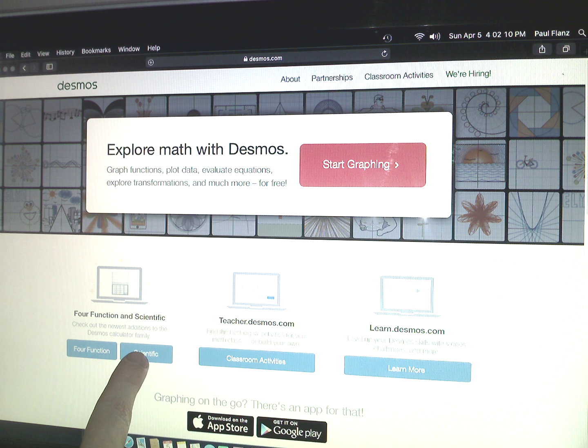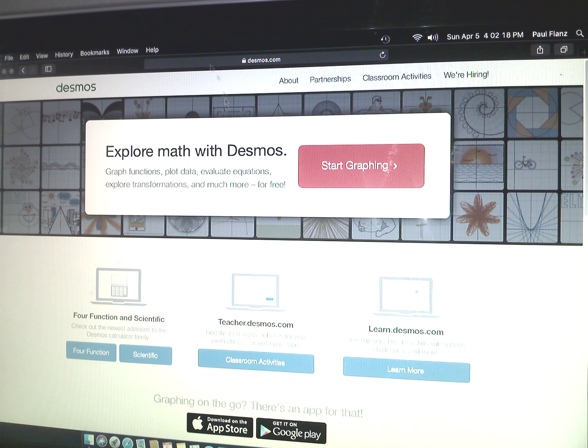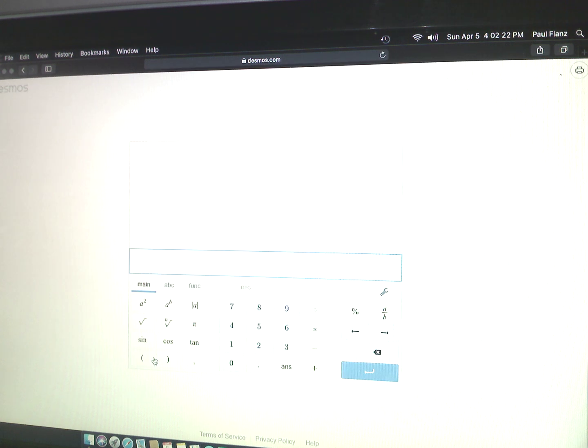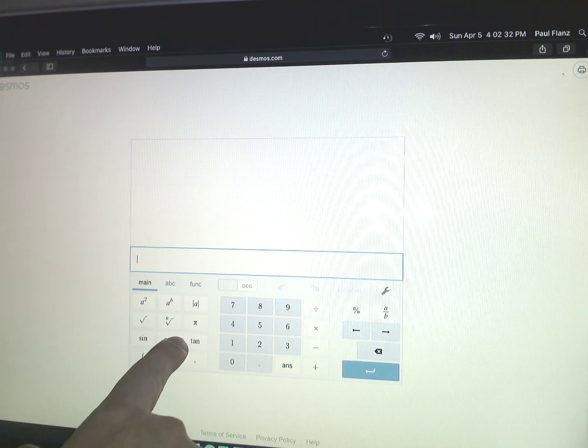The next box over here, I know it's hard to see, but I'm trying to do the best I can. It says scientific. This is a good calculator for most of your needs. As long as you don't have to graph, I would use the scientific calculator. Now it's a little hard to see here, but if you go on any web page, you will get this. It's got sine, cosine, and tangent.